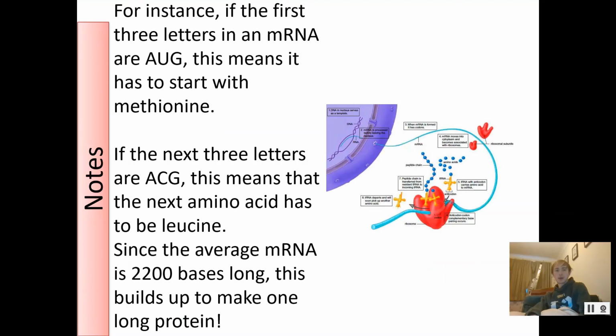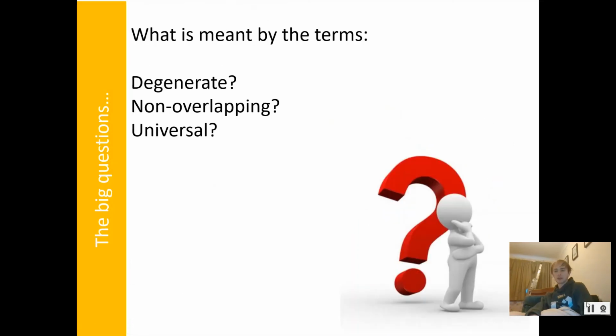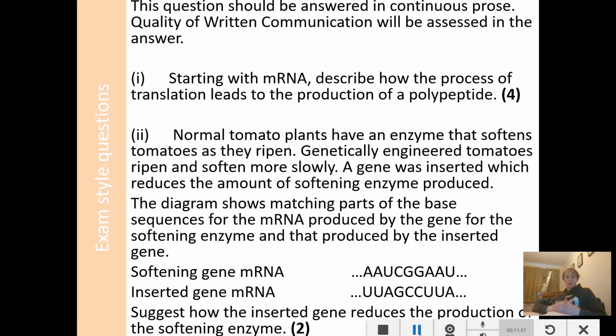Fine. Now, what we're going to talk about now for the last bit, actually we're going to move on just to an exam question to finish. So here's the exam question we're going to finish off with. It's 6 marks and it's about translation. I'd like you to read through it and complete the question. You have 6 minutes, just pause me and you can get on with this.